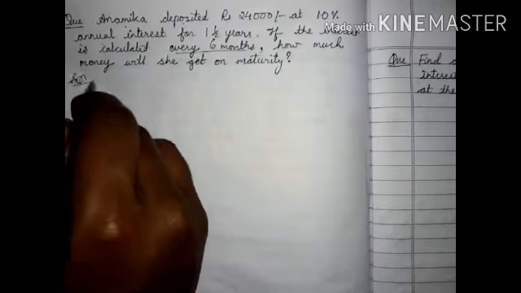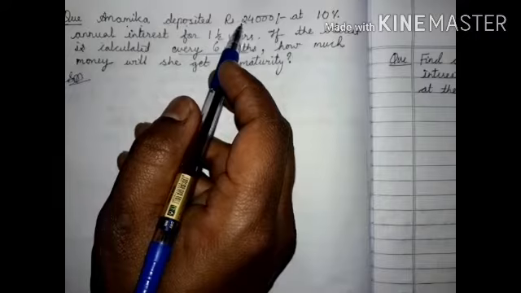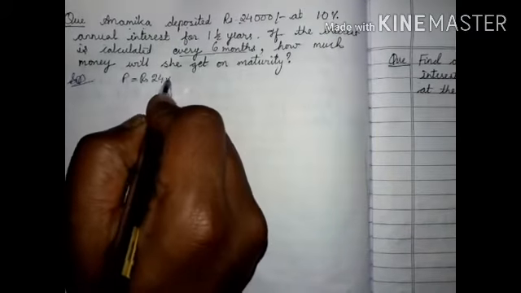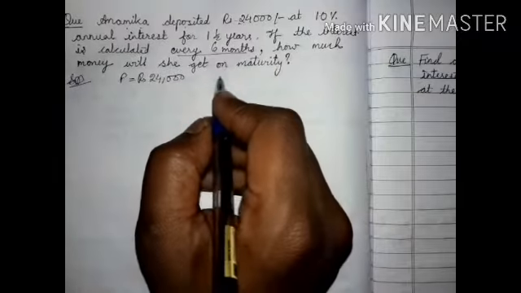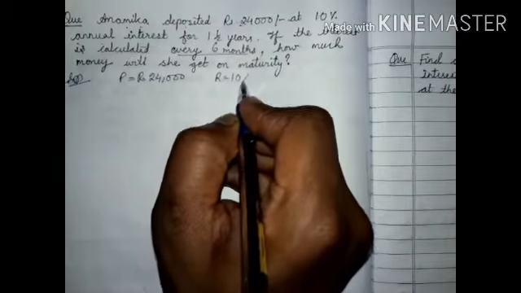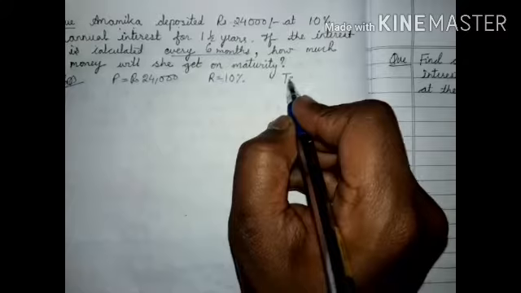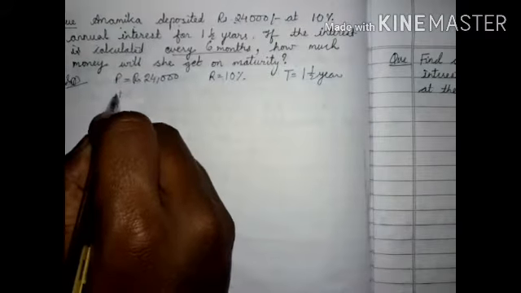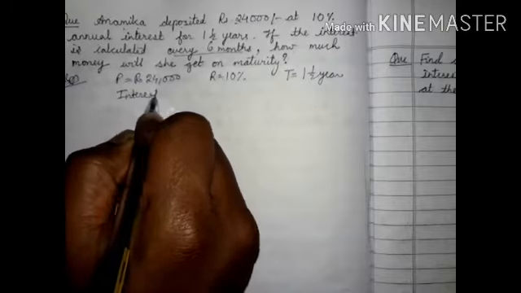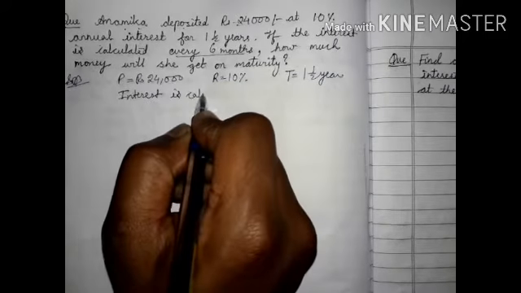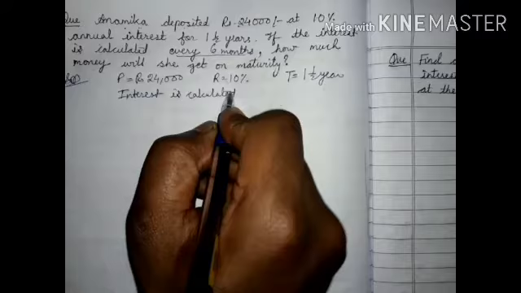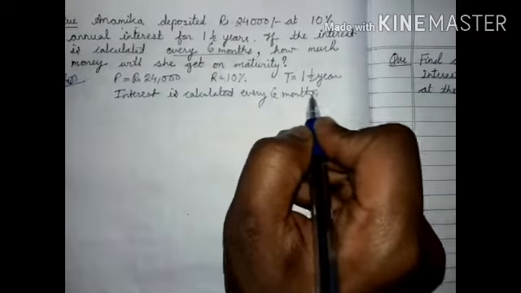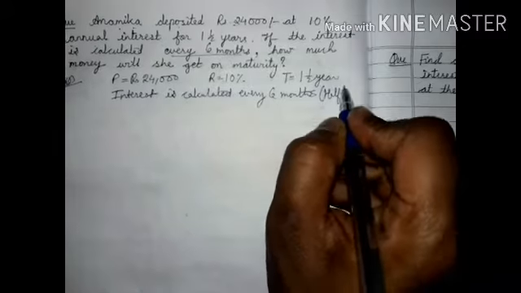So solution. Anamika deposited rupees 24,000, that is the principal. At what rate? 10% rate. And time how many? For 1.5 years. So here interest is calculated every 6 months, meaning half yearly.